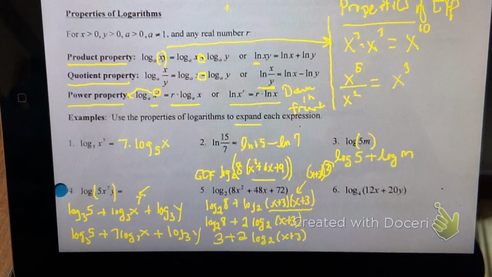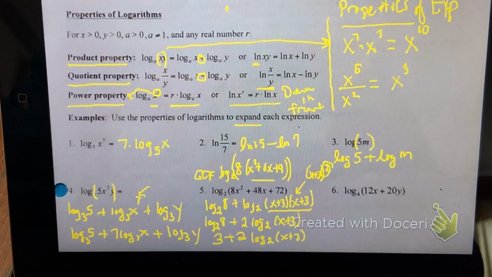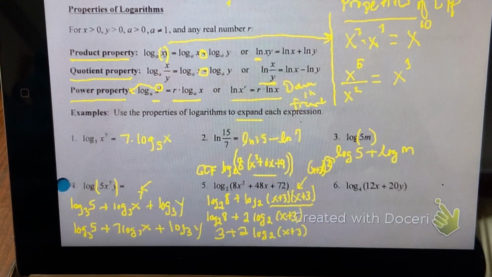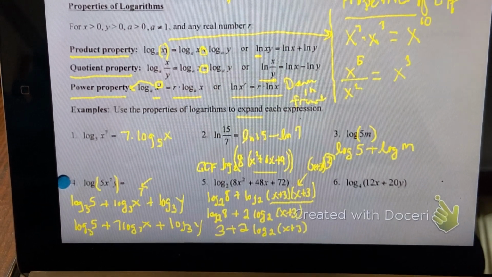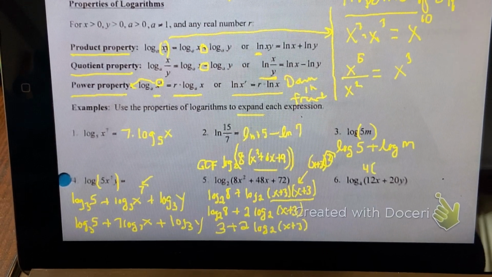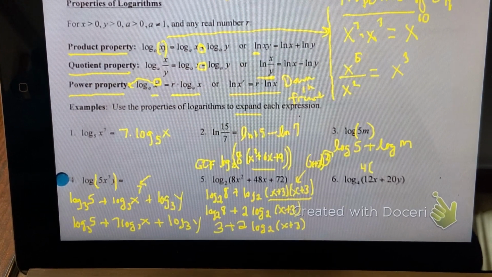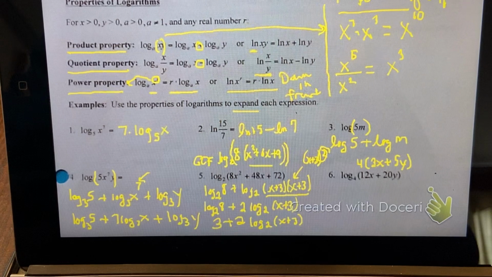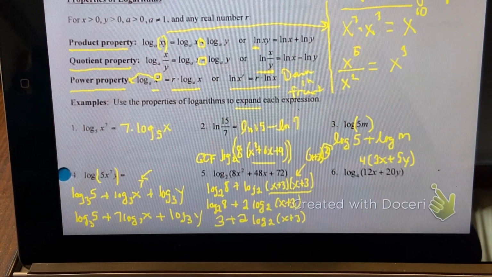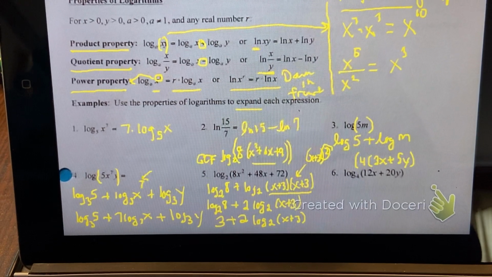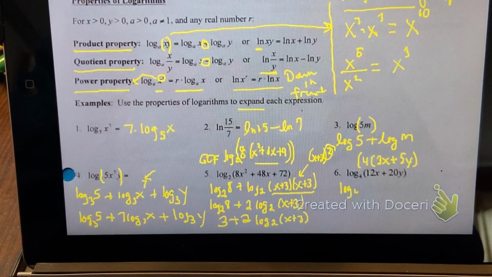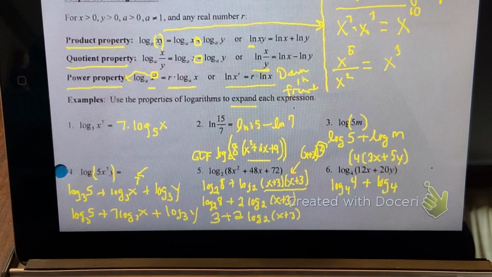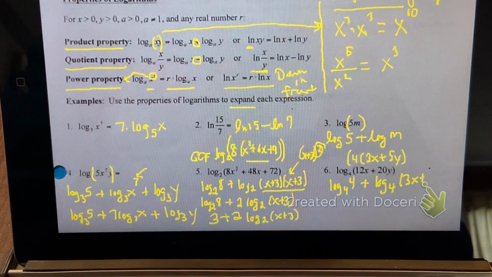All right. Last one, same concept. I'm going to factor out a GCF. So when I factor out a GCF, I've got log base 4, but my GCF is a 4. So he's going to come out, and that'll leave me 3x plus 5y. Now, it's multiplication, so I'm going to split this up. Log base 4 of 4 plus log base 4 of 3x plus 5y.